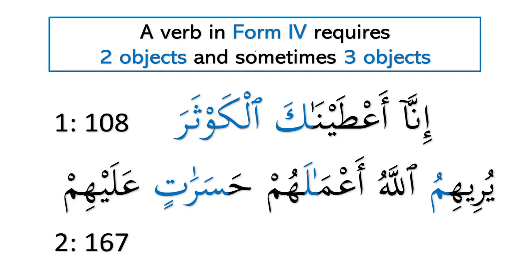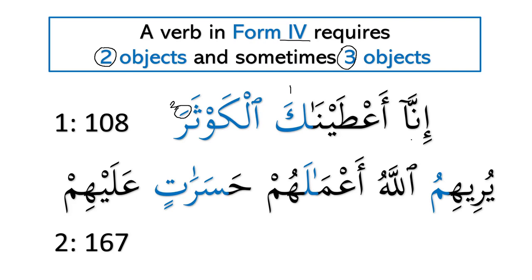Now, a verb in form 4 requires two objects. Minimum it requires two objects and sometimes three objects. مفعولين وثلاثة مفاعيل. Example here, إنا أعطيناك الكوثر. So we can see here ka is maf'ul bihi number 1 and al-kawthara is maf'ul bihi number 2. That's why this is mansub, and ka is the attached pronoun, and we know that the attached pronouns are always in the place of maf'ul bihi when they come with the verb.